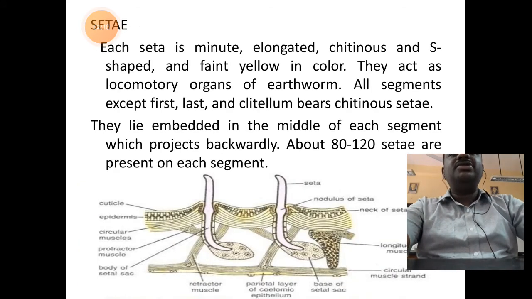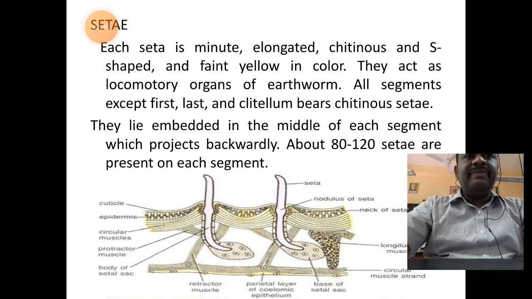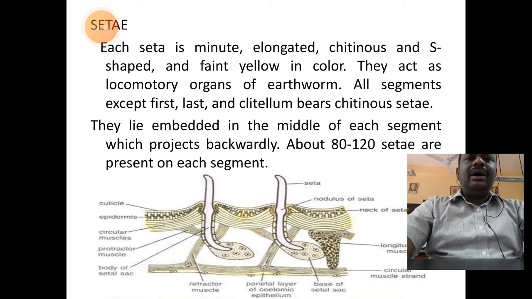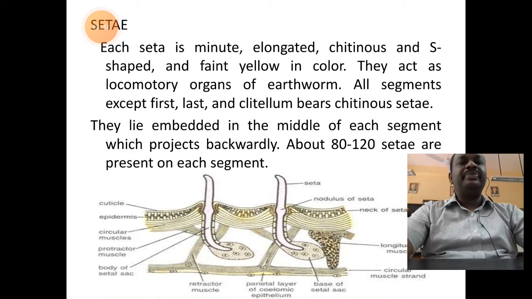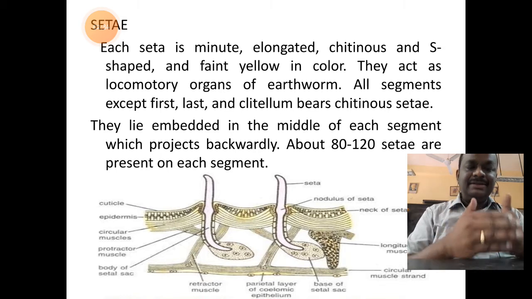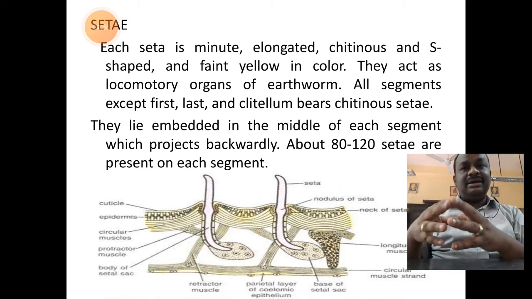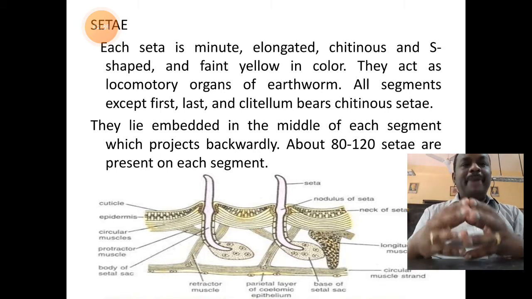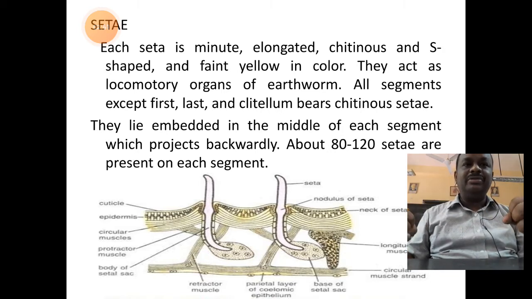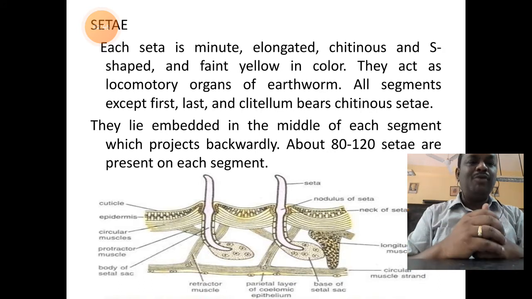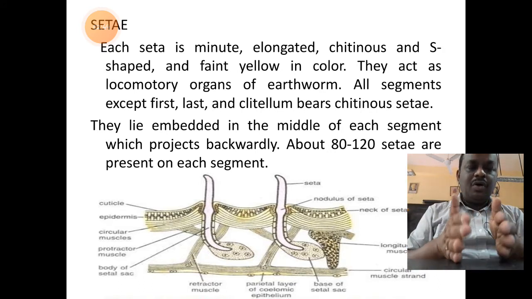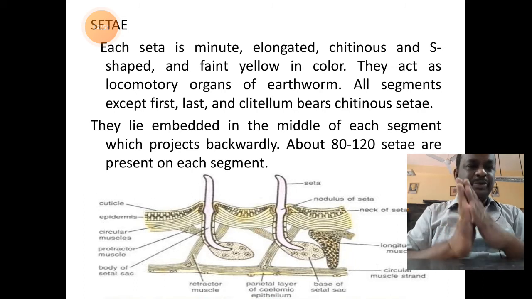The next important feature that we are going to understand is the presence of setae or chaetae. As we have understood, students, setae or chaetae are the locomotory organs present in the earthworms. Generally, in annelids, the aquatic annelids have parapodia, which have notopodia and neuropodia, helping the organism to propel in the water. So, locomotion in water is brought about by parapodia.